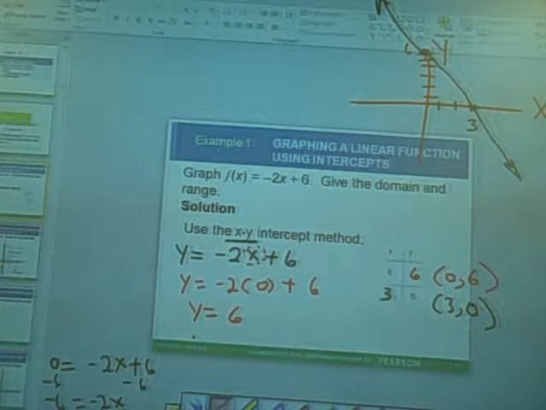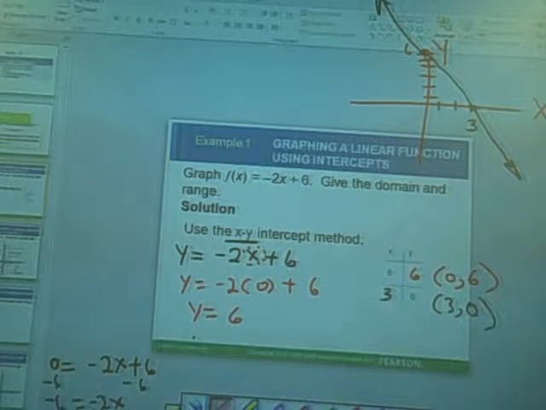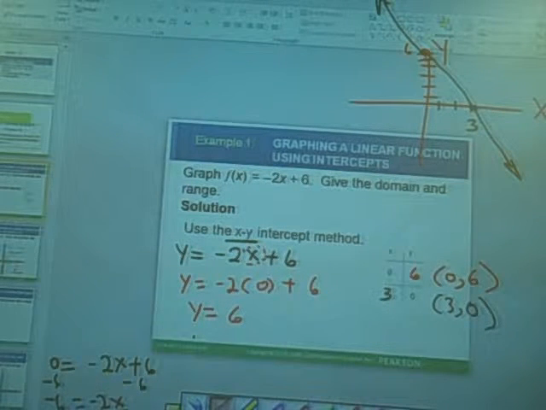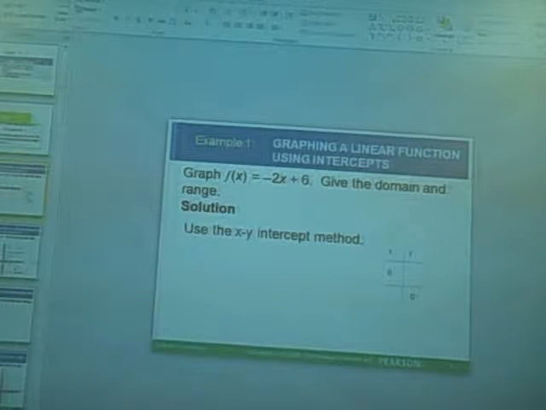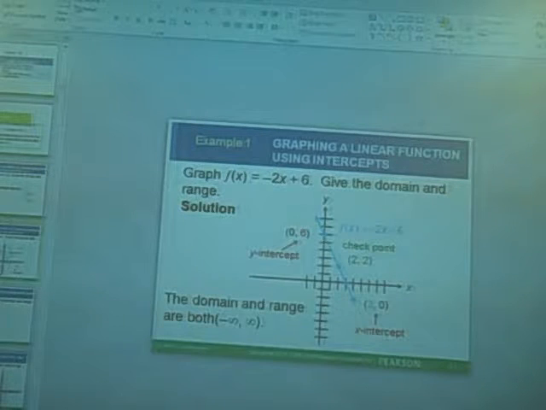Alright, what you've been used to before was basically using the table of values method. You've also used the slope intercept method. Well, this is the xy intercept method. Alright, any questions with that? Okay, and there's what it looks like on the graph.